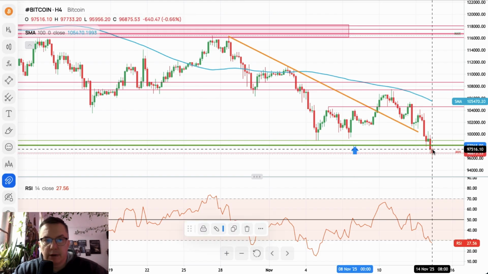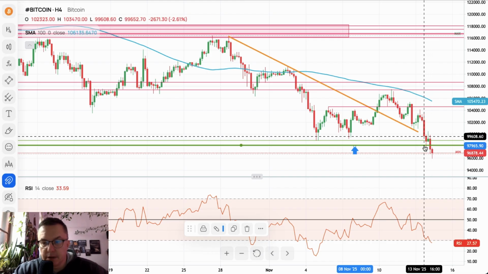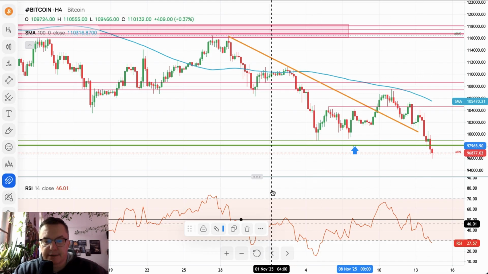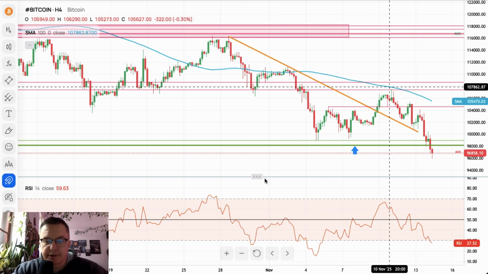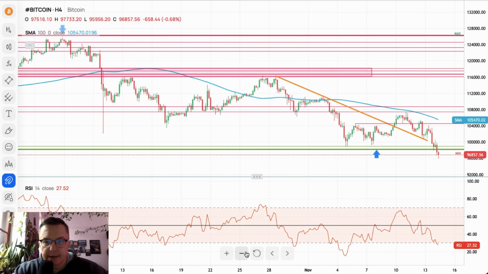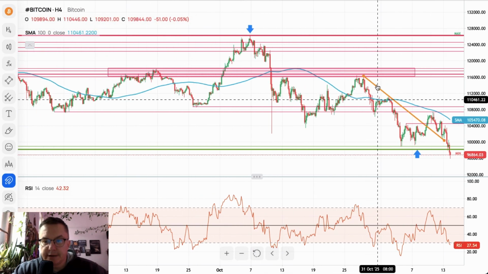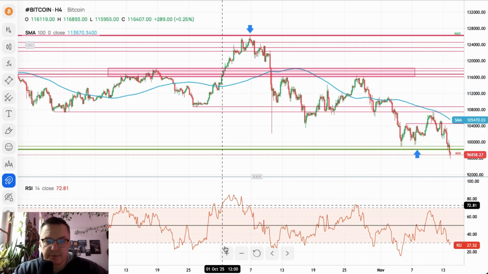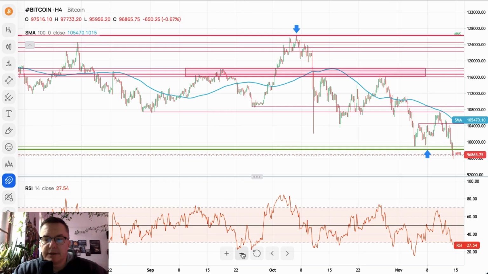This time we went as low as 95,956. We broke below the major technical support after the reversal has been done. This internal trend line is now invalidated because it's violated, so this movement to the downside might even accelerate.